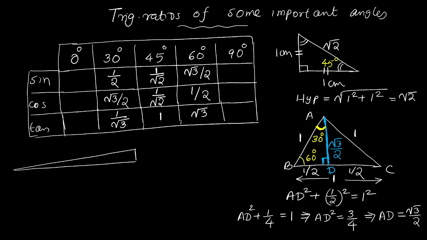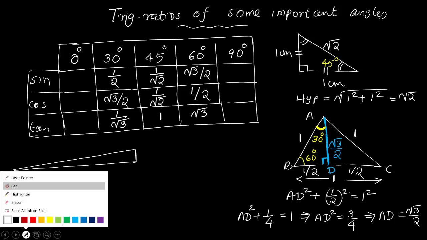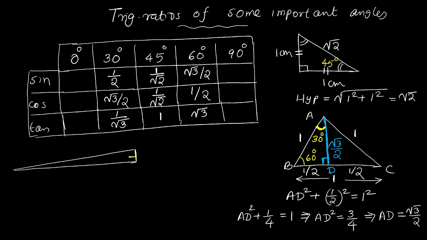Here I have drawn a right angle triangle. Understood? Just an approximation. Can I say this angle is 90? Yes. Can I say this angle is approximately 0 degree? Yes. There is no mistake. Understood? And this side, let us assume that it is 1 centimeter. This base is 1 centimeter. Assume.